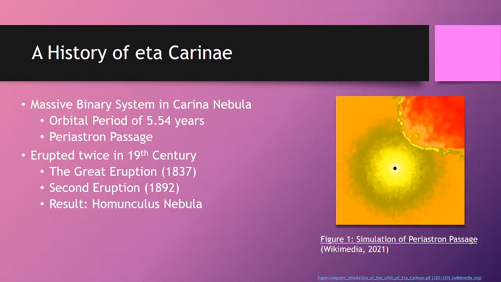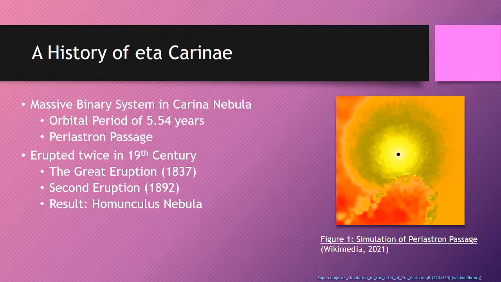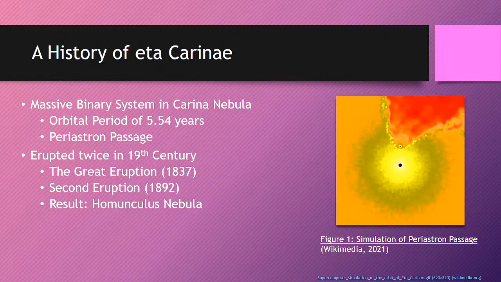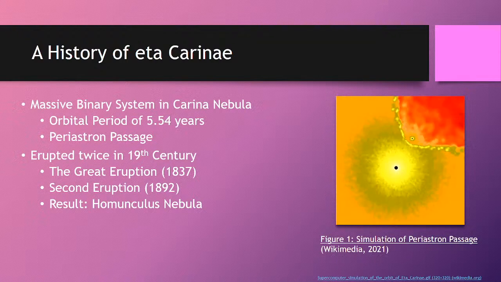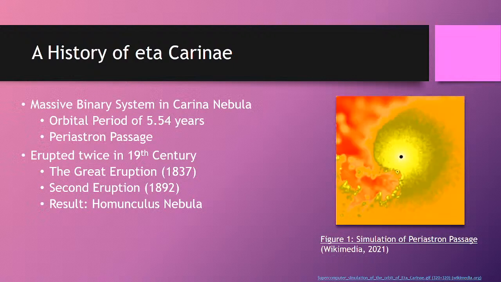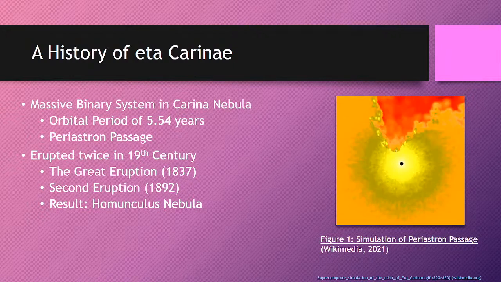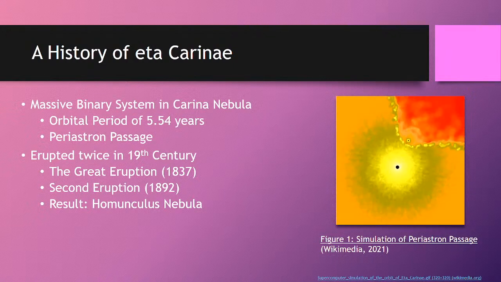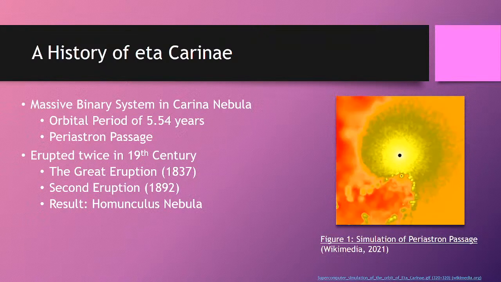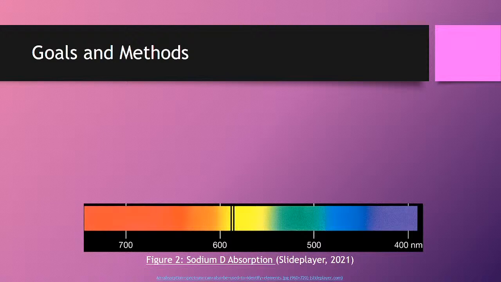Eta Carinae is actually very weird as well because it erupted twice in the 19th century, with the first being the Great Eruption, and the second being the Second Eruption, you know, not the most exciting name after the Great Eruption, nothing can beat that. But that created the Homunculus Nebula that we see around the star itself. And that's where a lot of the data that I worked on actually came from.